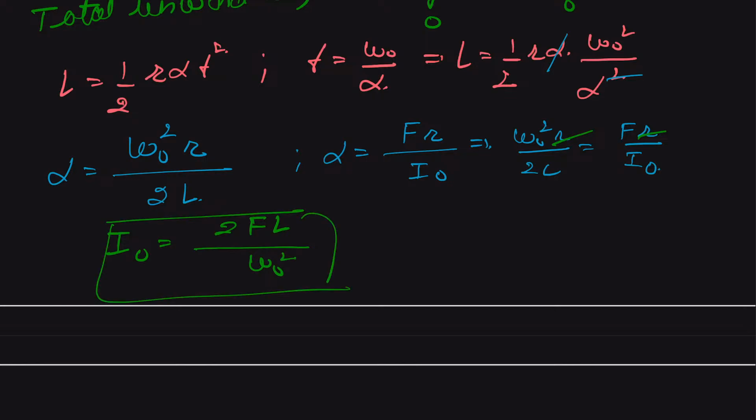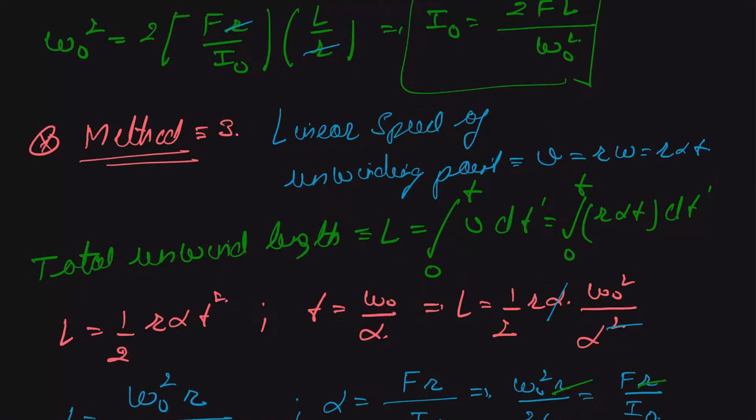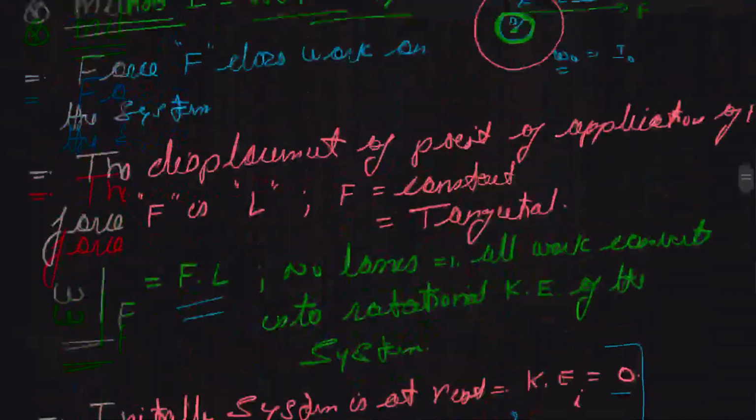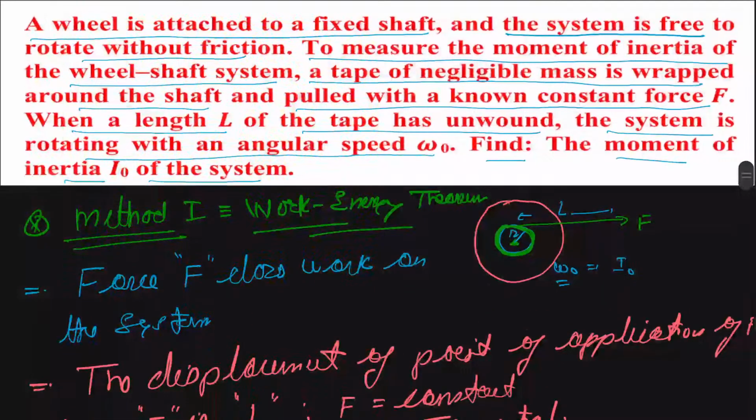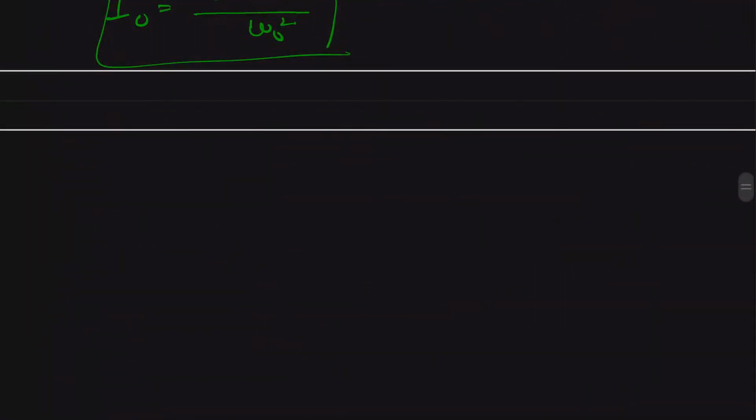Same. But here we have to remember that we have taken the linear speed of the unwinding point. So we have taken the linear speed of this point, moving in this direction with v. Next question.